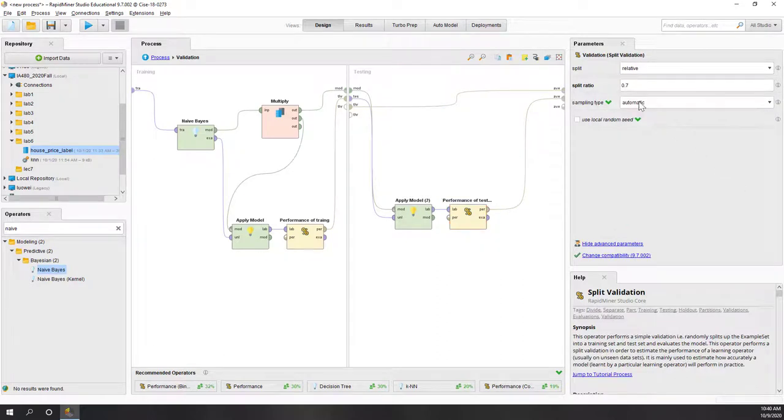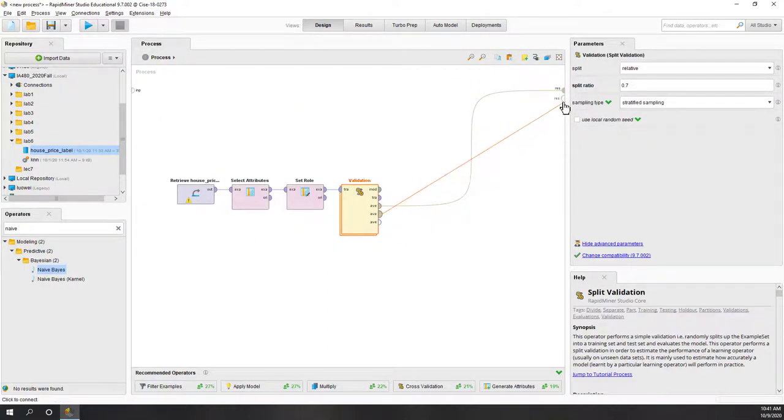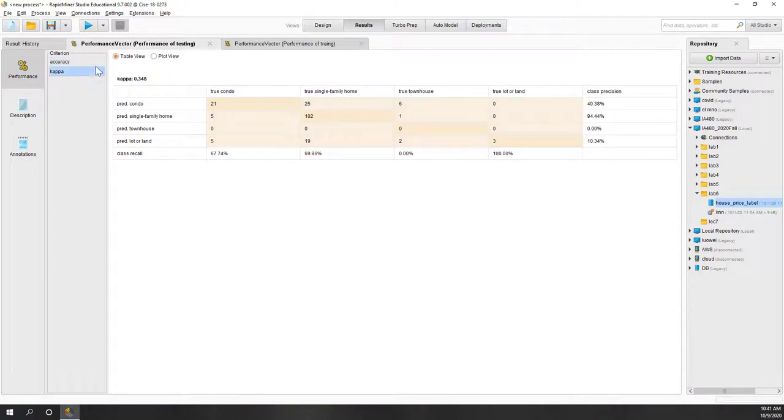Okay, and here again we split the data: 70% go for training, 30% go for testing. Automatic means that if those are categorical data, it will use stratified, but let's just use stratified for sure. Let's go up to the process and report both results and see if there's an overfit for the Gaussian. We can see kappa for testing is 0.348, and kappa for training is 0.371. So it's not bad in terms of kappa, and in terms of accuracy, they are much more similar.